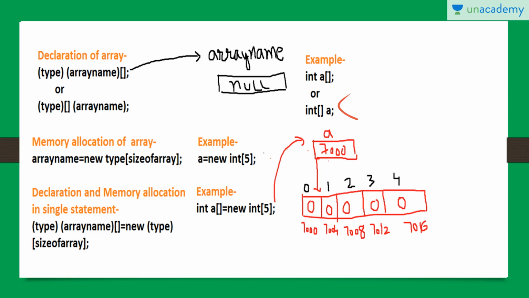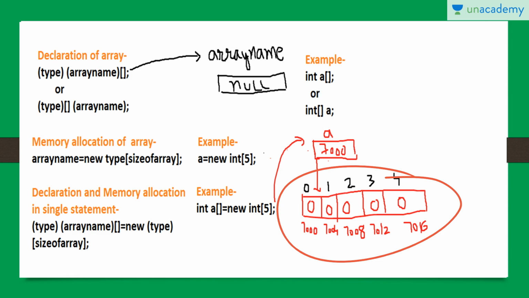Now let us see how to give memory to an array. To give memory to an array, we first specify the name of the array, which is a reference, and after that we specify the type using the new keyword, and then the size of the array. Size of the array means the number of elements that we want to store in the array. In the example, age is equal to new int 5. It means we are giving memory to 5 integer data elements in the heap.